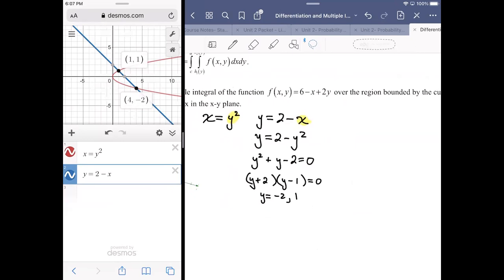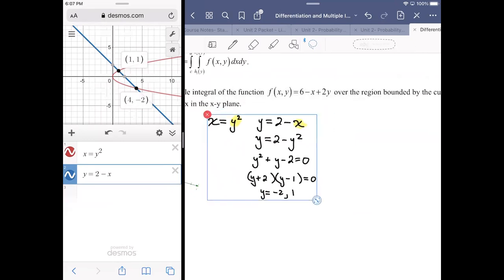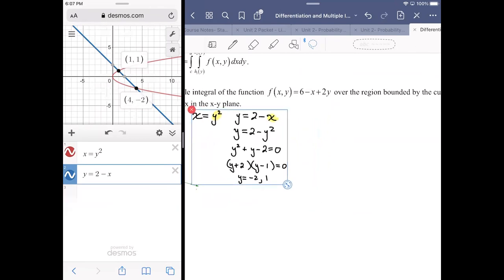Desmos is a great resource. This is not an algebra class, so your algebra skills, while wonderful, are not always necessary. Keep that in mind. If you want to do the algebra, that's fine, but I don't need to see it. I just need the values.